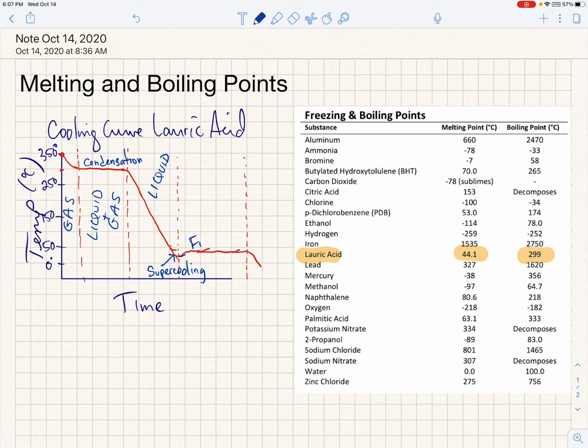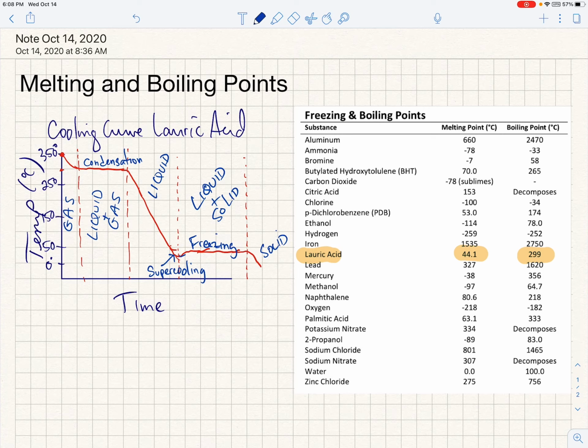That's where freezing began. So freezing is along that middle, that second plateau. During the freezing, you'd have mostly liquid at the beginning, and then you start to see more and more solid and less liquid. At the end of the plateau, liquid is now completely gone, and now you have just solid. So those are the parts of the cooling curve for lauric acid that we were able to sketch just by looking at the melting and boiling points on the data chart there.